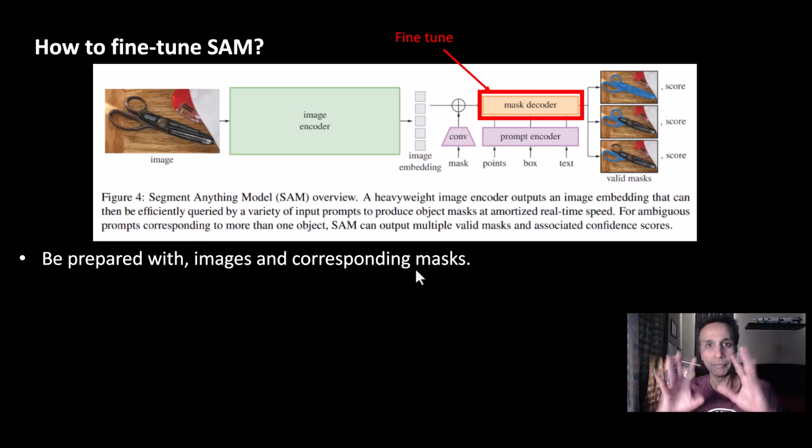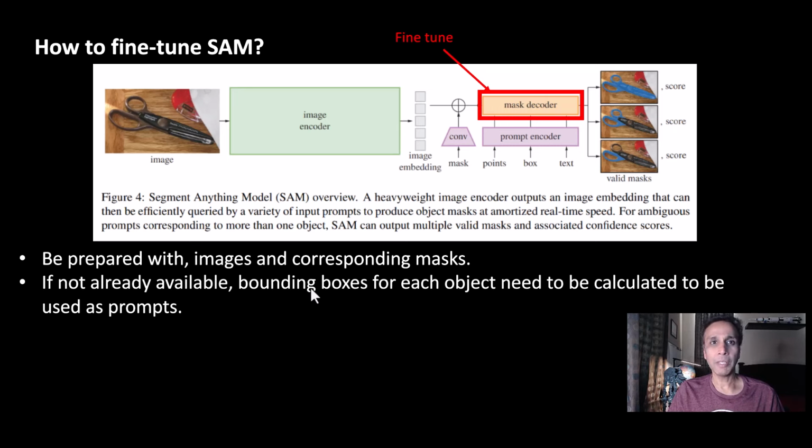I'm not going to use some theoretical data set. Via the code, we are going to physically download a data set from a source that comes with images and masks, and we're going to use that and train our own model. So this is a complete walkthrough that you should be able to reproduce. And if not already available, we need bounding boxes for each object, because we need some prompt. We need either points or box or text. So we'll generate bounding boxes, which should be pretty straightforward. Again, we'll look at this in the code.